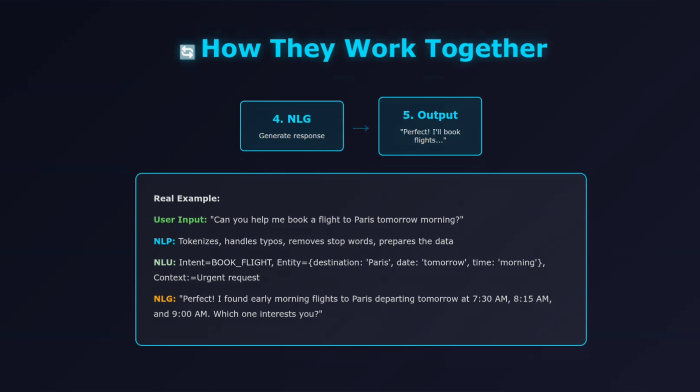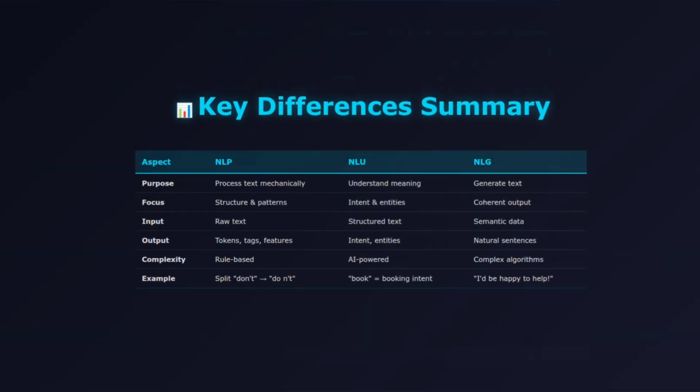Without NLP, there's chaos. The machine can't even parse the input. Without NLU, the machine can't understand what to do. And without NLG, even if the machine knows what to do, it can't communicate it back to you. Let me show you a quick summary of the key differences. The key takeaway: NLP is about breaking down language. NLU is about understanding it. And NLG is about creating it.